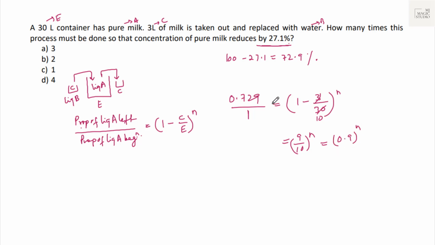Now we know that 9 cube is 729. So 0.9 cube is 0.729. So 0.729 is 0.9 cube. n equals 3. We need to do it 3 times so that the concentration of pure milk reduces by 27.1%. Option A is the pick.